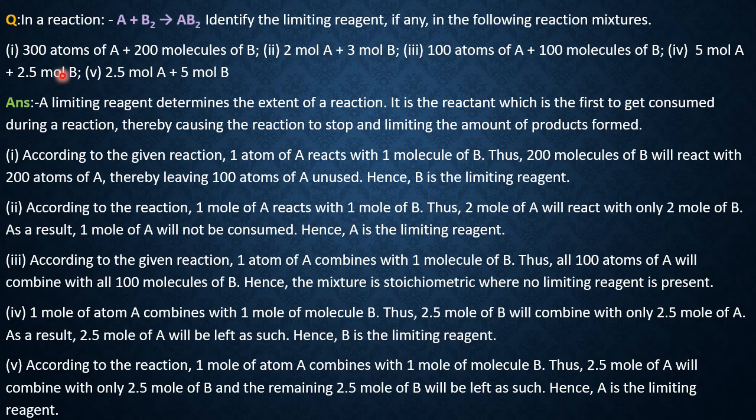Okay. Last combination, 2.5 mole of A reacting with 5 mole of B, 1 mole of A to 1 mole of B2 once again. So 2.5 mole of A requires 2.5 mole of B2, but available is extra. So this is limiting. So A is the limiting reagent.